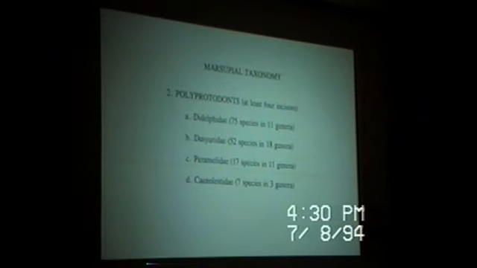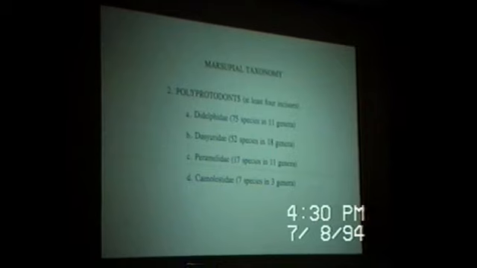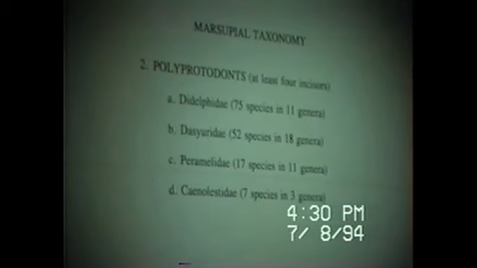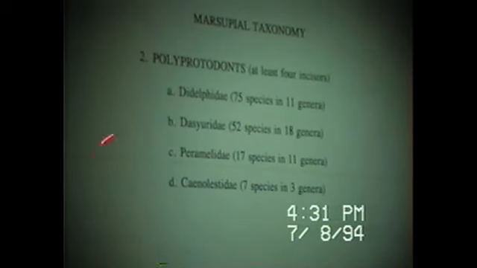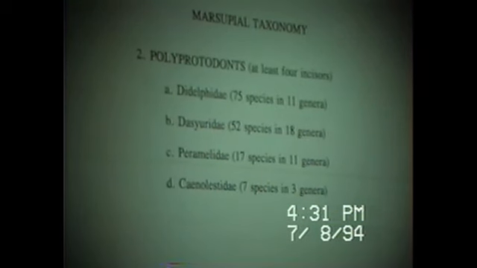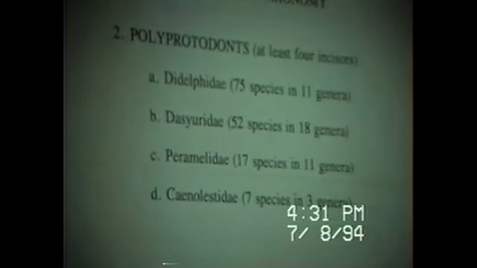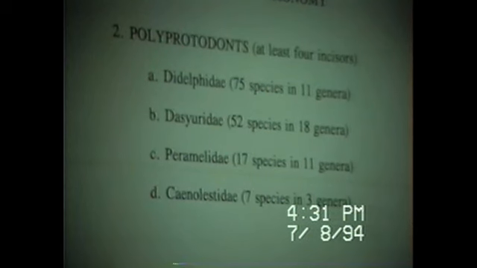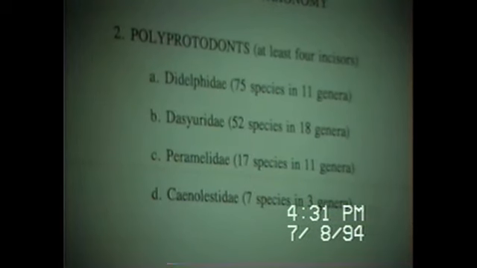The other major group is the Polyprotodons. They have at least 4 incisors in the mandible. They're mostly carnivores or omnivores. Didelphids, of course, includes the North American opossum. And for whatever it's worth, the North American and South American versions are called opossums, while the Australian ones are just possums. So don't ask me why, but that's the way it is.